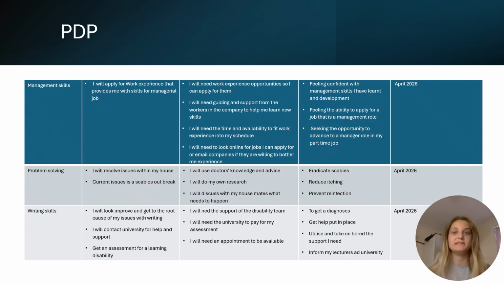Part 2 of my PDP highlights how I want to improve management skills, problem solving, and writing skills. The ways I have chosen to achieve these is through applying for work experience, looking into root causes of my struggles, and using support from professionals and my university.